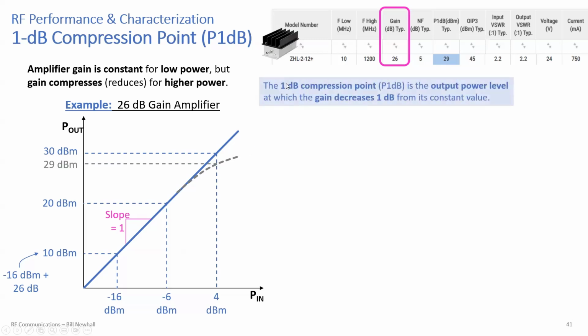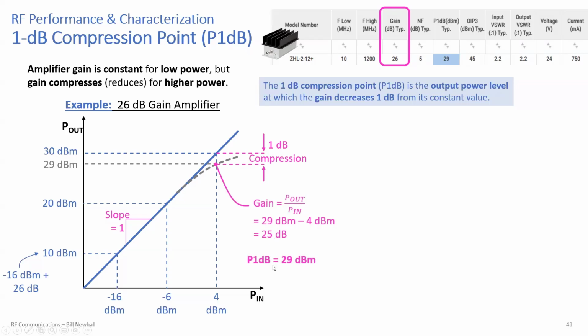That 1 dB compression point is the output power level at which the gain decreases by 1 dB from its constant value, because you're operating at the upper end of the power capability of this amplifier. So here is this 1 dB compression. Ideally, I'd be on the blue line, but I'm actually on the gray dotted line, and I'm 1 dB lower. That output power at which that 1 dB compression happens is the 1 dB compression point. So you see, instead of 26 dB gain, you have 25 dB gain.